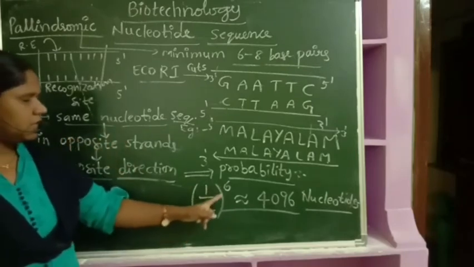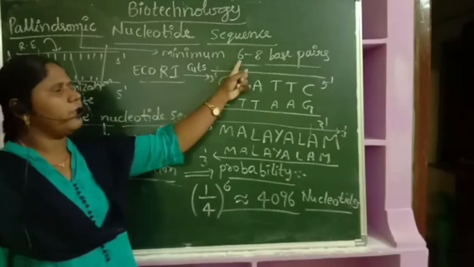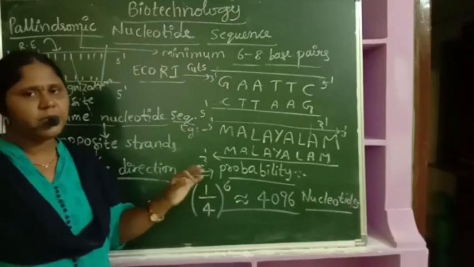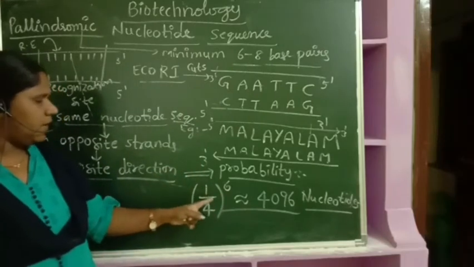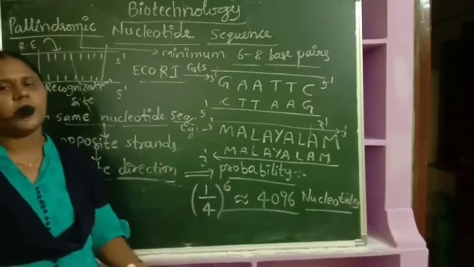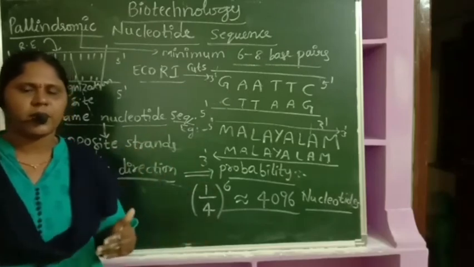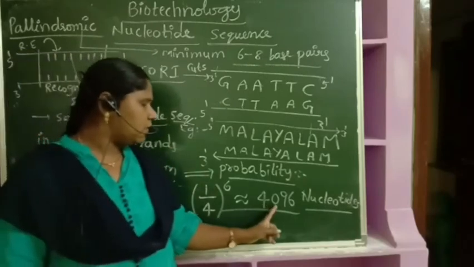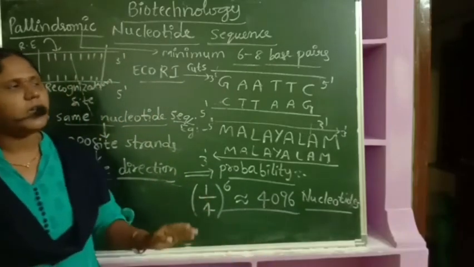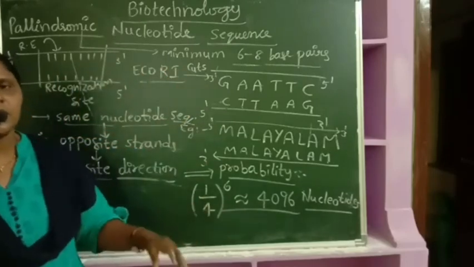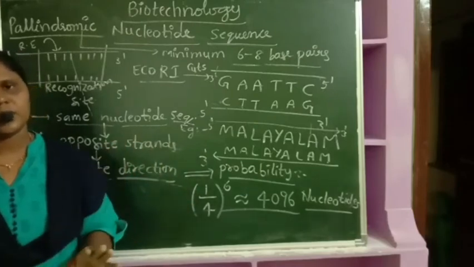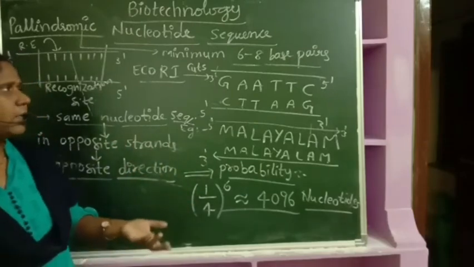And for each fragment, restriction endonuclease cuts a minimum of 6 to 8 base pairs. So if you take a minimum of 6 base pairs for each fragment, then 1 by 4 whole to the power of 6 gives the probability of the number of nucleotides which can be obtained in the form of DNA fragments, approximately 4096 nucleotides. This is just for our understanding. When DNA is made into a number of fragments, what is the probability of obtaining nucleotides, or palindromic nucleotide sequence?